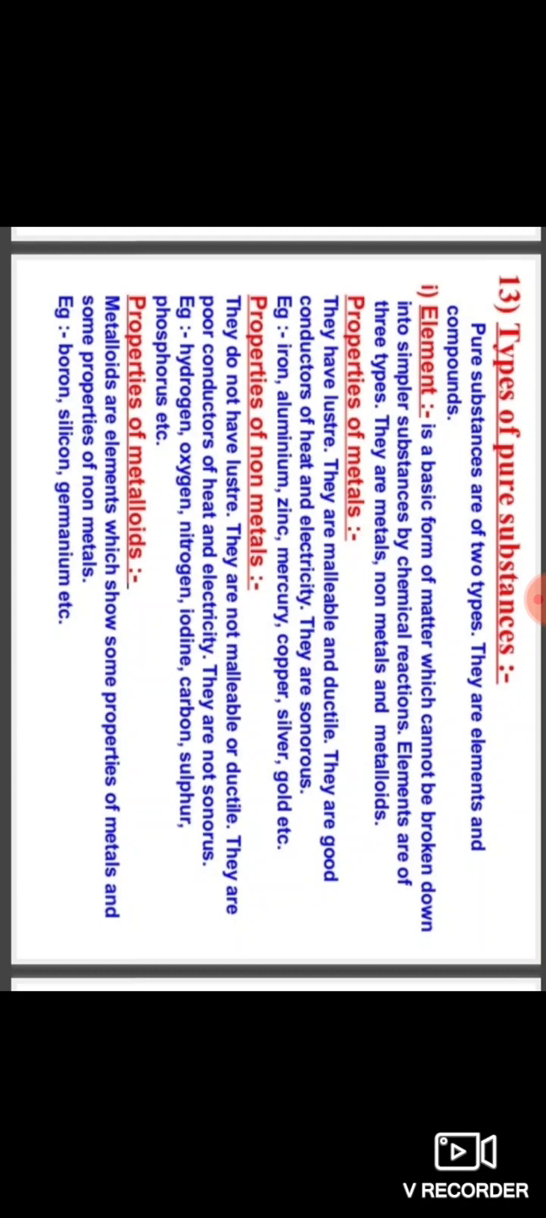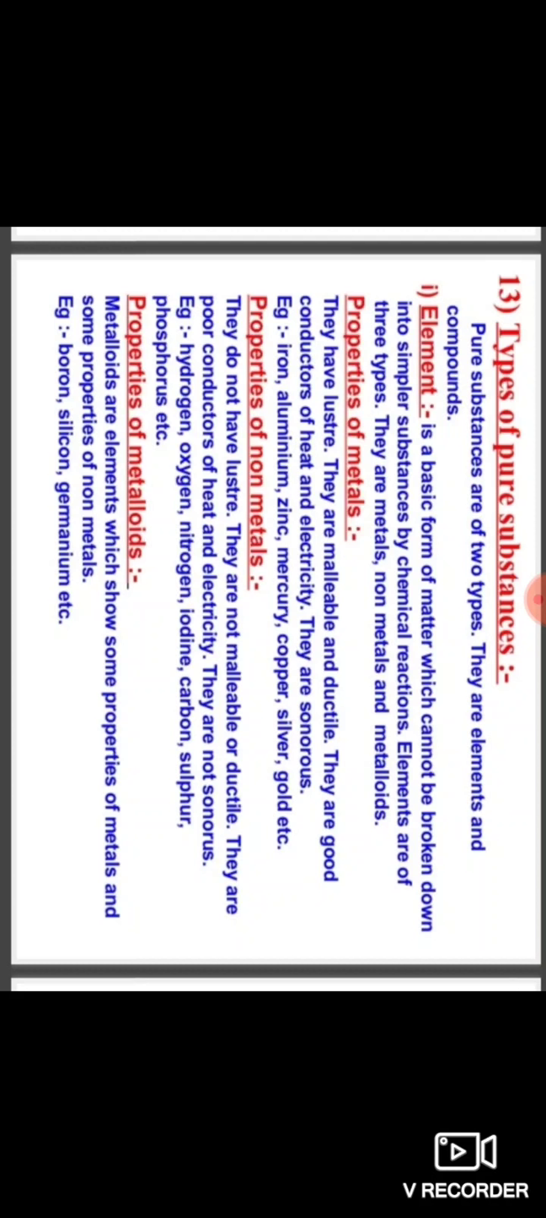Properties of metals. Metals have luster. They are malleable and ductile. They are good conductors of heat and electricity, and they are sonorous, they make a sound. So metals are lustrous, shiny. They are malleable and ductile. They are good conductors of heat and electricity, and they are sonorous, they make a sound. For example, iron, aluminium, zinc, mercury, copper, silver and gold are examples of metals.